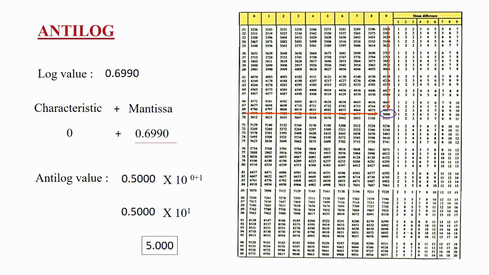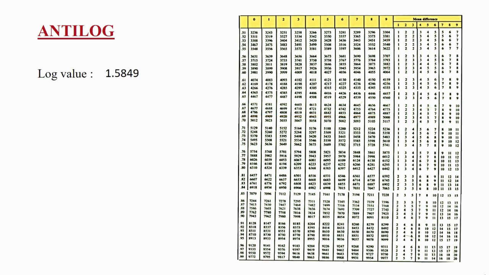Because antilog gives you the original form of the given number. So students, take one more example. Now here I directly consider the log value. That log value is 1.5849. As you know, 1 is the characteristic and the mantissa part is 0.5849. Now let's find out the antilog of the given log value.